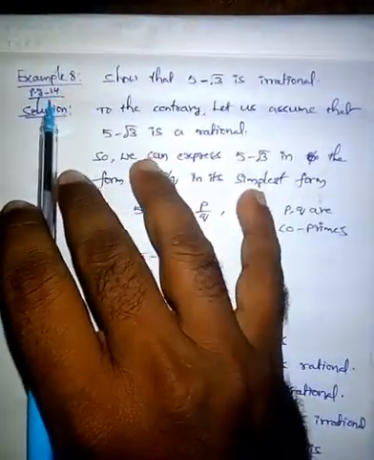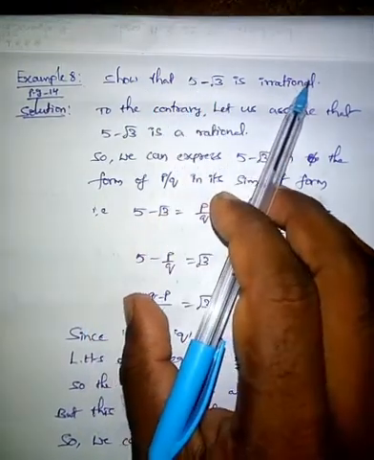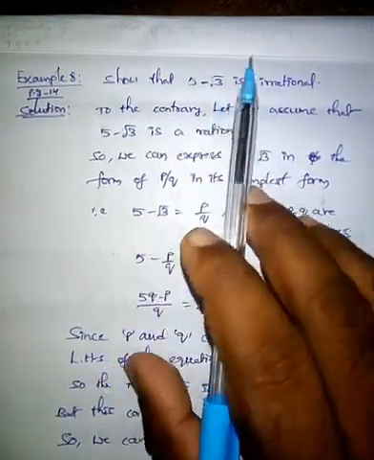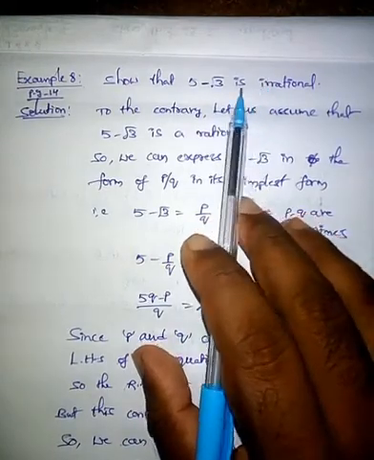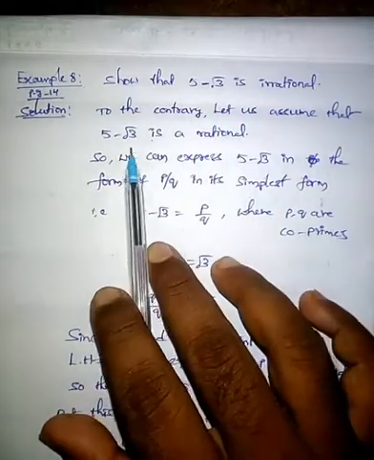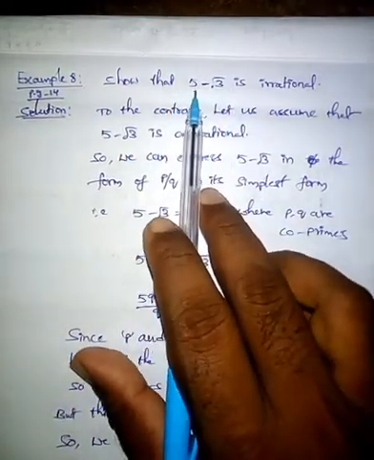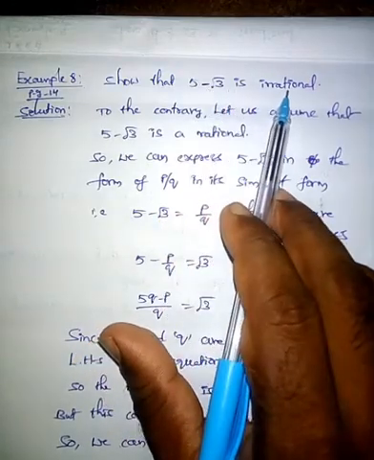Now coming to page number 14, example 8. Show that 5 minus root 3 is irrational. So for proving this problem also, we choose the contradiction method. To the contrary, let us assume that 5 minus root 3 is irrational. Here the statement is we have to show that 5 minus root 3 is irrational.